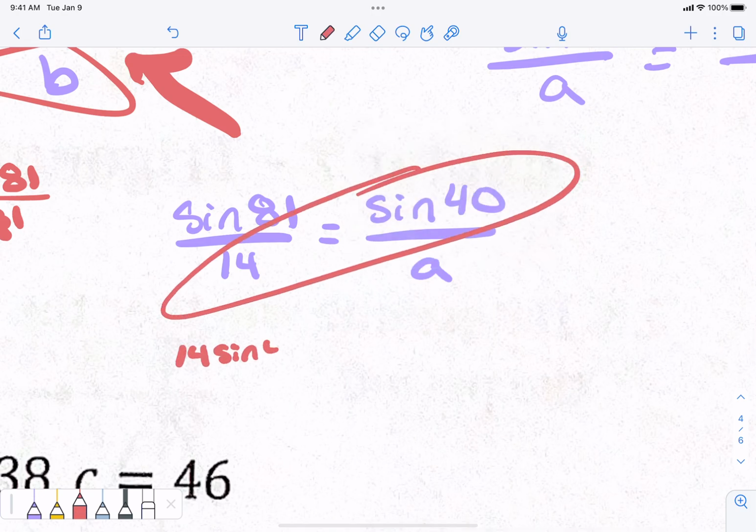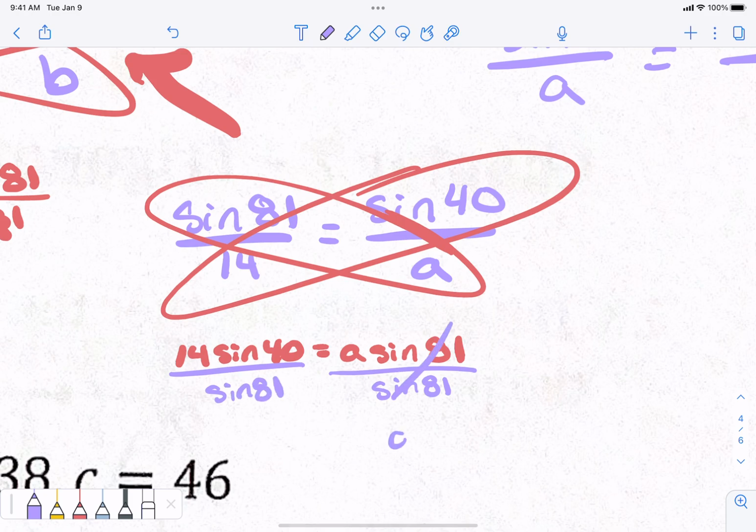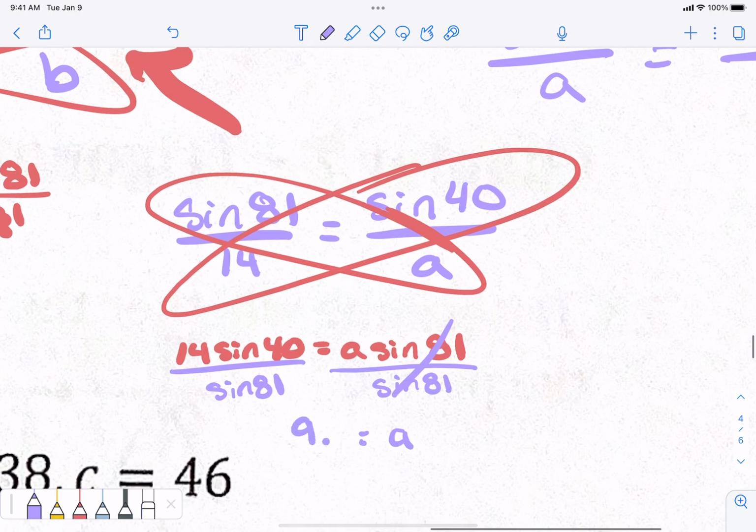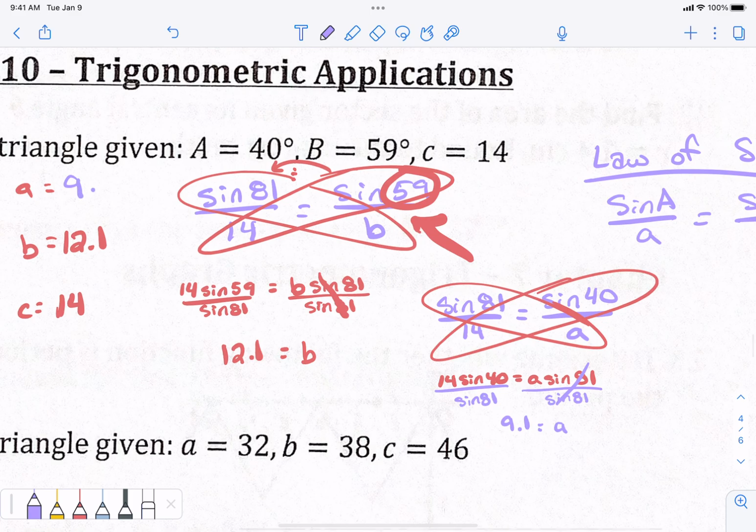14 sine 40 equals a times sine of 81. And if we're trying to solve for a, divide by sine 81. You could have just gone into your calculator. I know, you can. If you have it all typed in all at one shot, you can do that. I don't care. a equals 9.1. Okay. All right, let's look at our final answer and make sure that we're happy with it.